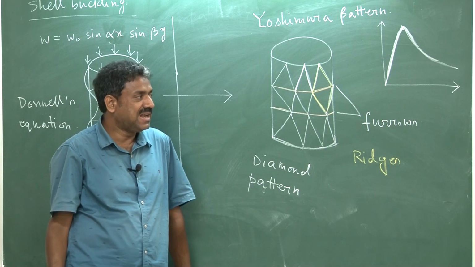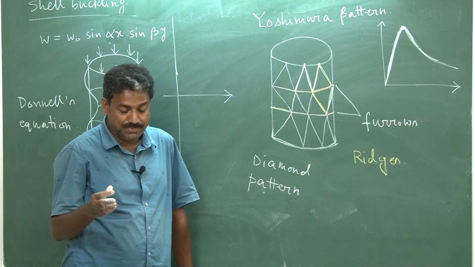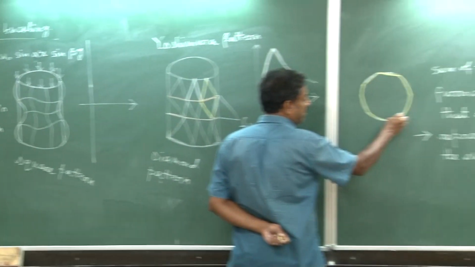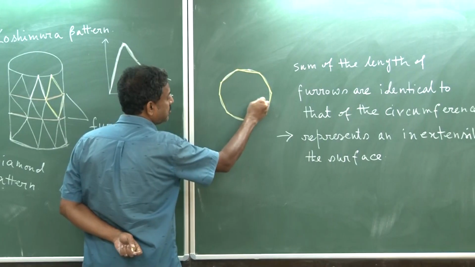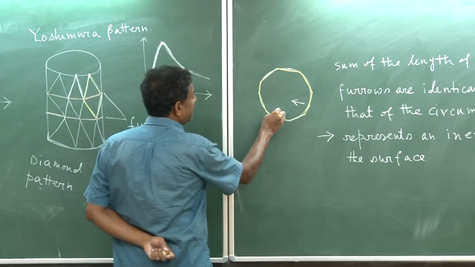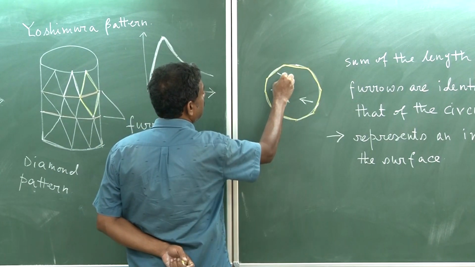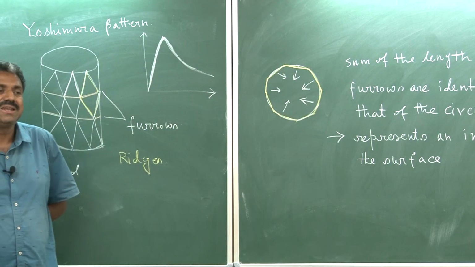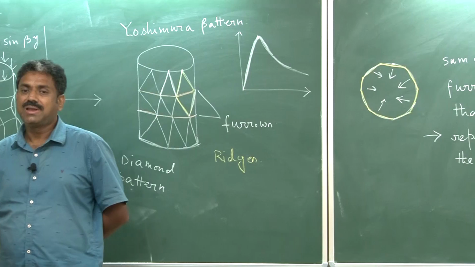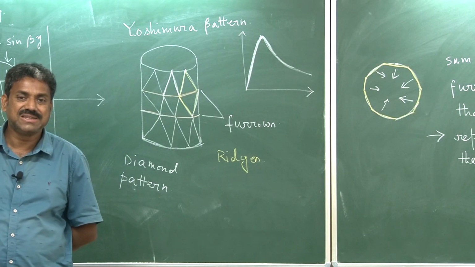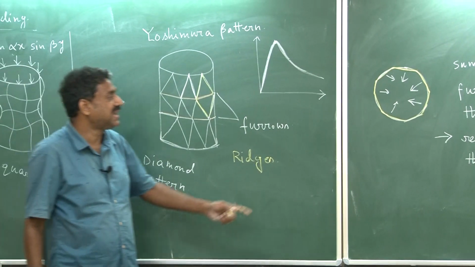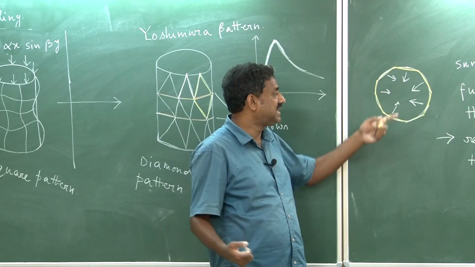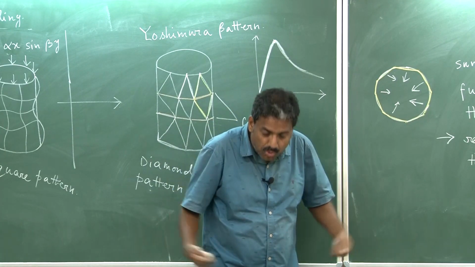So, at the end, if you go a little deeper into the post critical regime, all these furrows have a tendency to go inward, to move inward. Why is it so? Because if it goes inward, then it will have all bending energy, no membrane energy, and that is energetically favorable, right. So, that is the reason why there is a tendency of these furrows to grow inward.